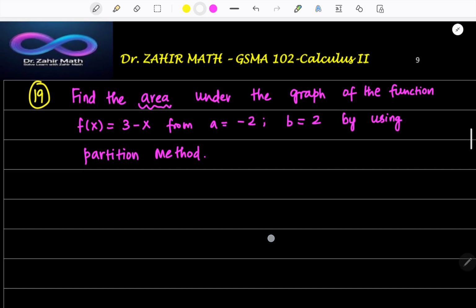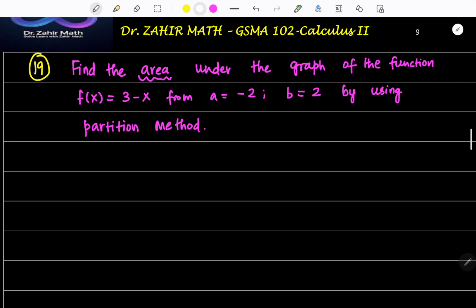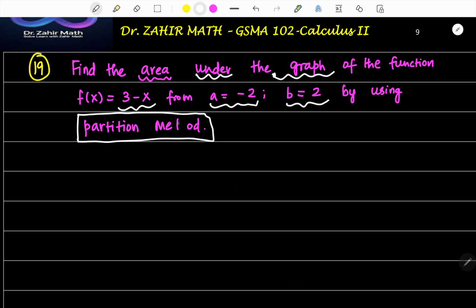Let's read the question. Find the area under the graph of the function f of x equals 3 minus x, from a equals minus 2 to b equals 2, by using the partition method. This is a very important question for the quizzes and the midterm. Partition method is a very important word; it means you have to remember this formula.